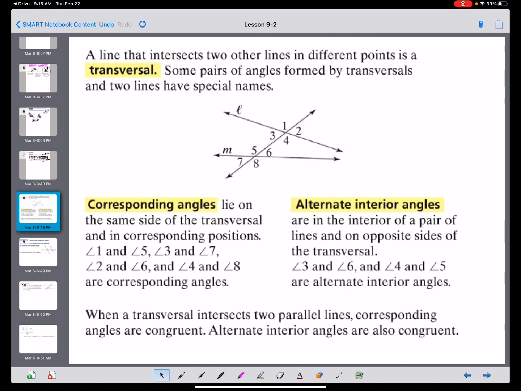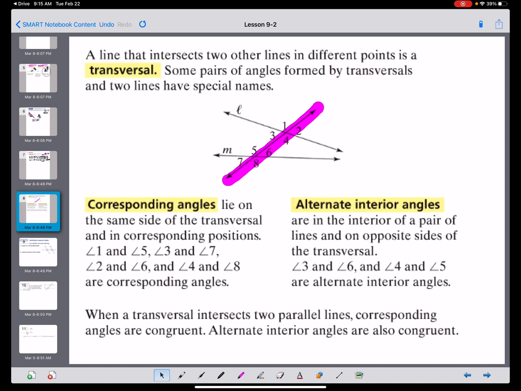Now let's talk about a transversal. A line that intersects the two other lines in different points is called a transversal. So here is my transversal. Write down the definition of transversal. Once you have a transversal, some pairs of angles formed by transversals have special names.